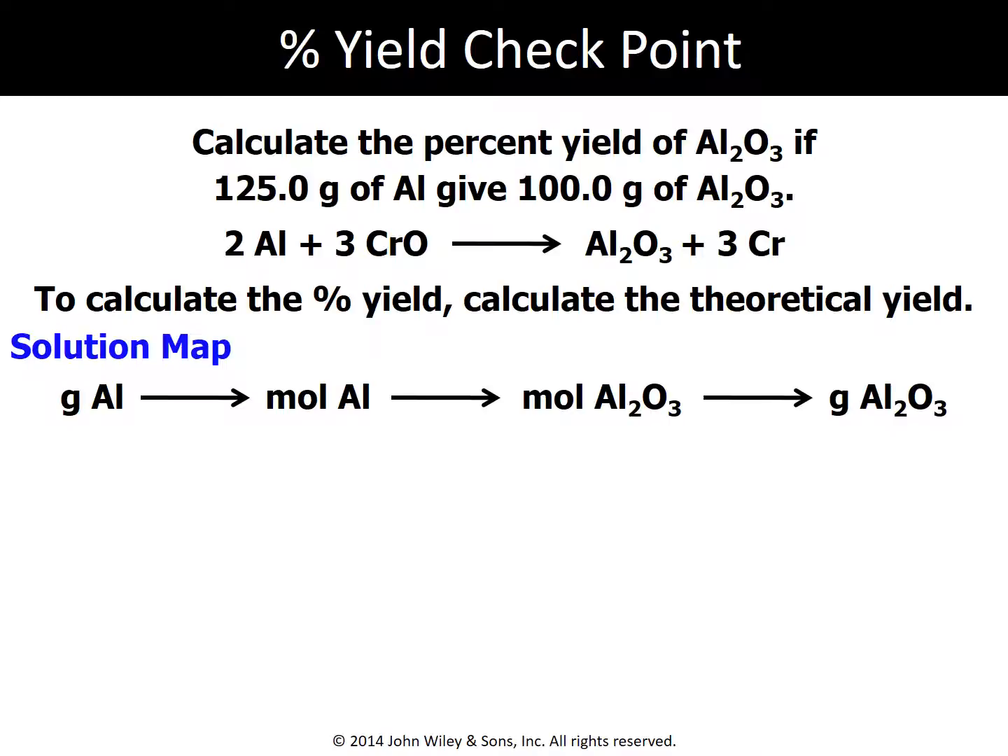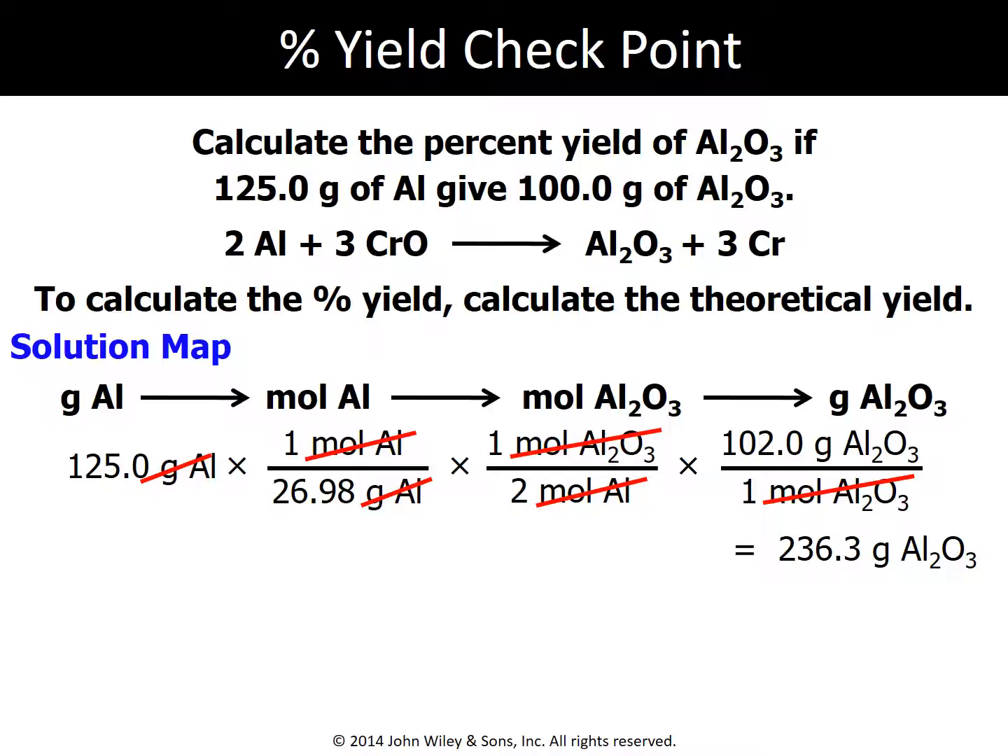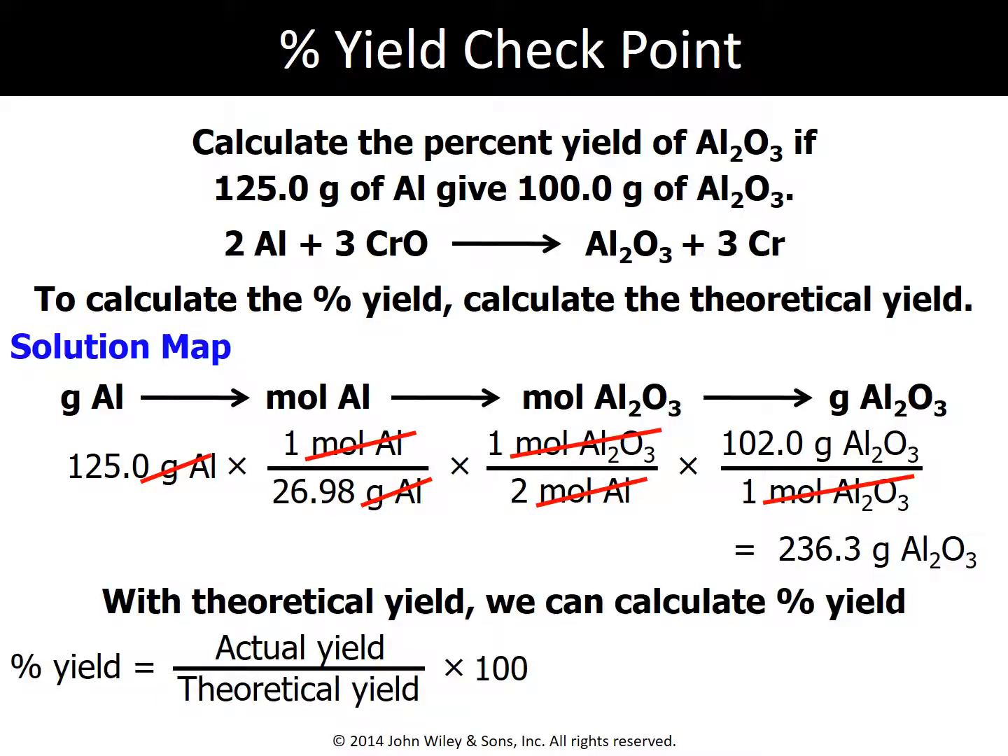Our goal here is to start with our grams of aluminum, which is given in the question. We'll go to moles, and then go to grams. So 125 grams, again given at the beginning of the question, multiplied by the molar mass of aluminum, multiplied by the molar ratio, multiplied by the molar mass of aluminum oxide, gives us 236.3 grams. We're then going to divide what's given, 100, by 236.3, times 100, which gives 42.32%. That is our percent yield. That's the end of Chapter 9.